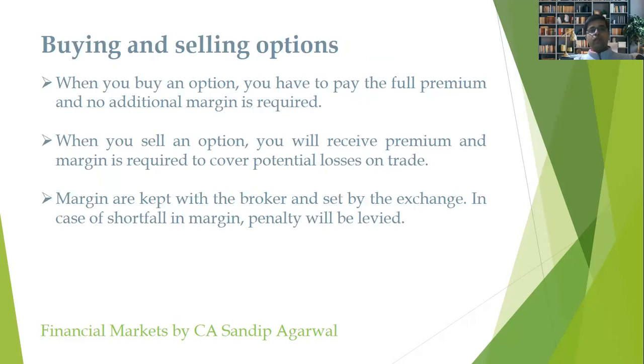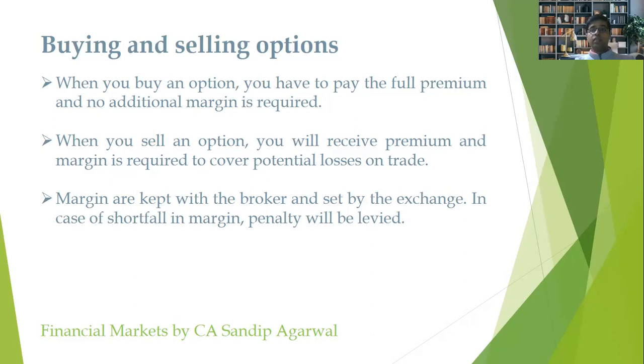So if we break up the buying and selling of the option, what are the basic features of that? Now, when you are buying an option, you have to pay the full premium of that option and no additional margin is required. Say we are buying an 18,000 call option on the Nifty futures and the price is trading at 300 rupees. Now, one lot of Nifty futures option is 50 quantity. So 300 multiplied by 50 becomes 15,000 rupees. 15,000 rupees has to be paid by the option buyer and no additional margin is required.